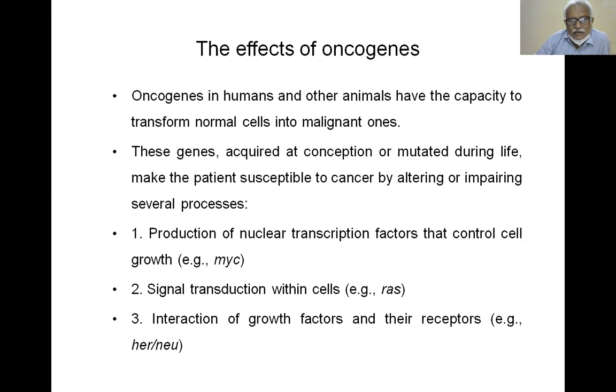So that will lead to the MYC oncogene. So remember which type of oncogene is known to cause which type of damage. MYC. Signal transduction within the cells is caused by the RAS oncogene. And interaction of growth factors and their receptors will be exemplified by HER and NEU oncogenes. So these are a set of oncogenes that you should know definitely, so that you know which type of cancers will result from this type of oncogenes.